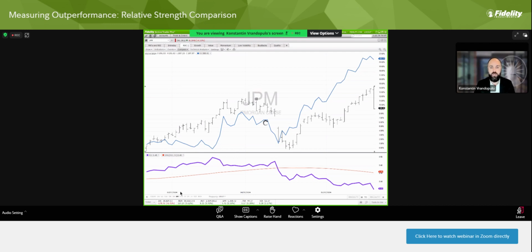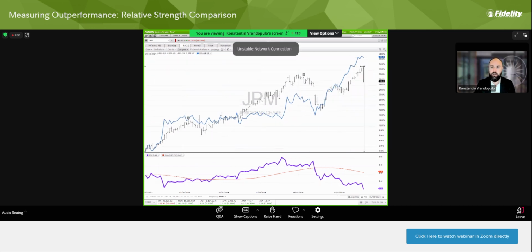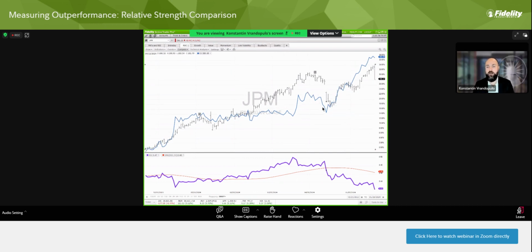Versus the JP Morgan situation where there's been some decent divergence, and a big pickup more recently. So what are we seeing right now as we're comparing this?